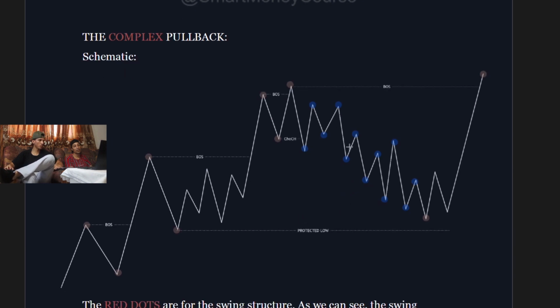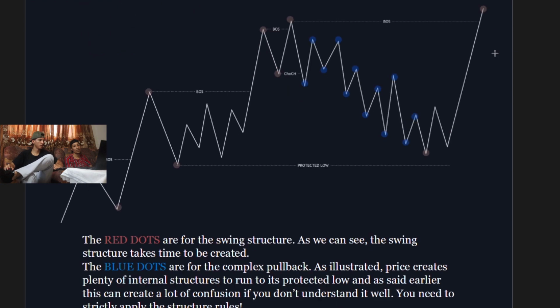So this is a complex pullback where you're unsure of what happens. Then it comes to test a protected low, and a lot of sellers would be trapped because they're seeing it's a downtrend, and then they get liquidated and price continues with a strong move to the upside. So the red dots are the swing structure, as we just mentioned.